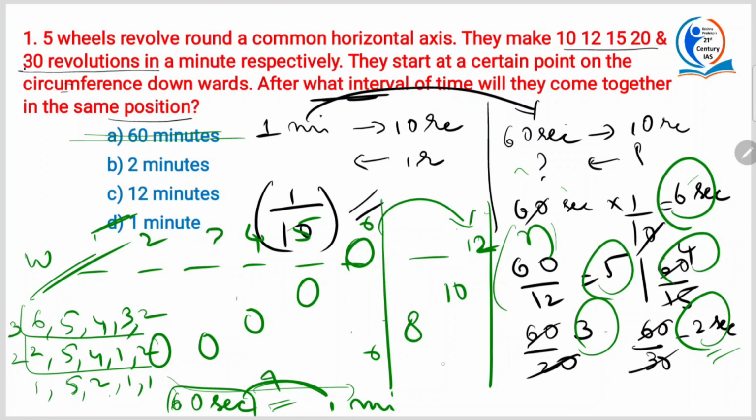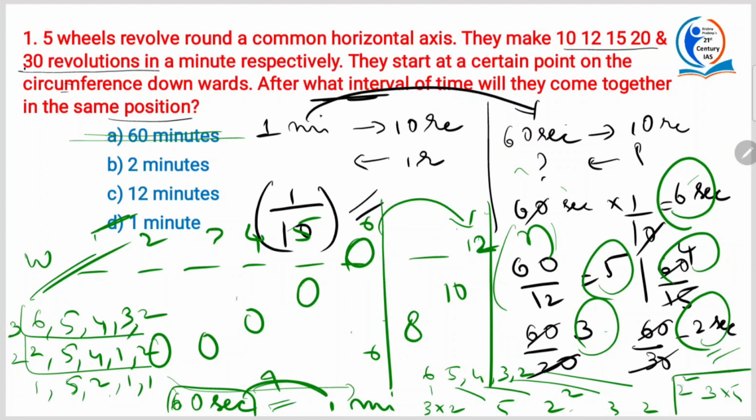Okay, the other method of taking the LCM of 6, 5, 4, 3, 2: 6 is 3 into 2, 5, 2 square, 3 and 2. Now take the highest powers of all the numbers present here. So 2's highest power is 2 square, 3 is 3 to the power 1, and 5. 2 square is 4, 4 3s are 12, 12 5s are 60. Okay, this is the other way of taking the LCM. Alright, so D is the answer.